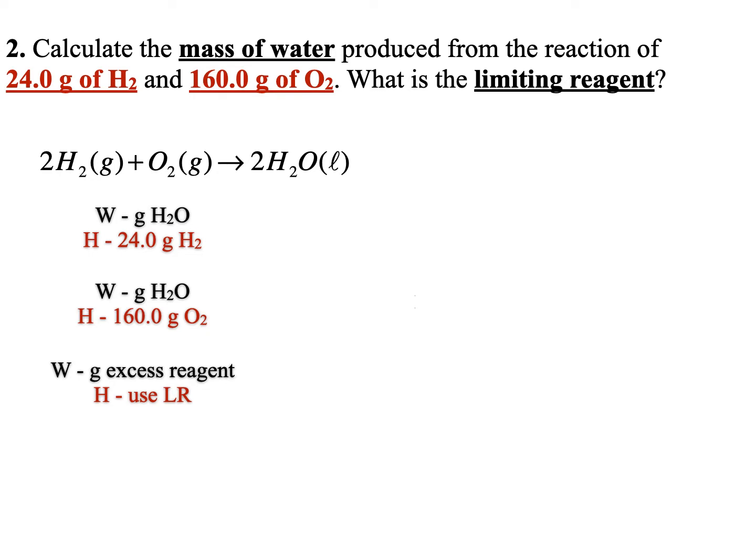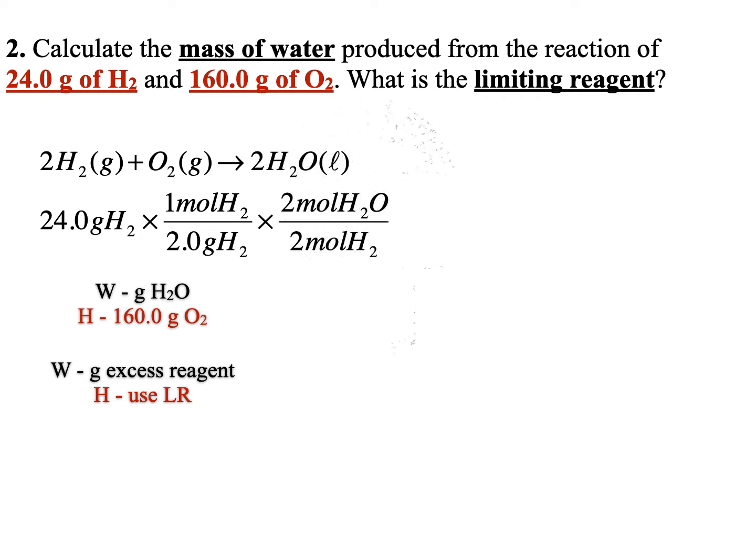So the first one, we want grams of water when we have 24.0 grams of hydrogen. My first step is going to be to take my 24 grams of hydrogen times 1 mole over 2.0 grams, which is the molar mass. Now I want water, so my second one is going to be the mole ratio of 2 moles of water to 2 moles of hydrogen from the balanced equation. And again, our last step, only because we keep using water, is the molar mass of water of 18.0 grams per mole. We look, all of our units cancel.